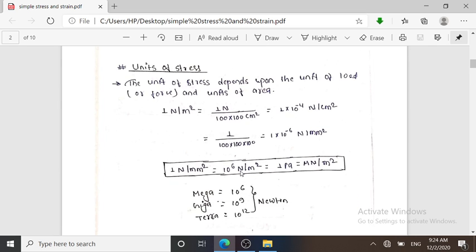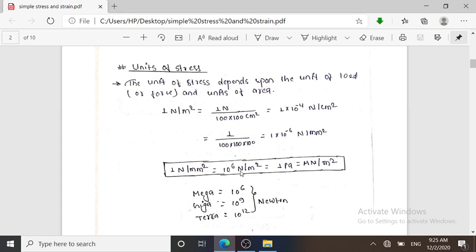Let's discuss the units of stress because it is very important. Most of the students make mistakes while converting the unit from one to another. So it is very essential to have clear knowledge of the units of stress. The units of stress depend upon the unit of load or force and the unit of area, as I have told you. So let us take the examples. 1 Newton per meter square is a unit of stress.